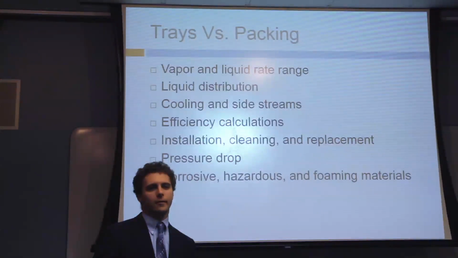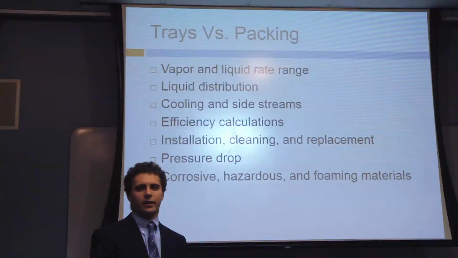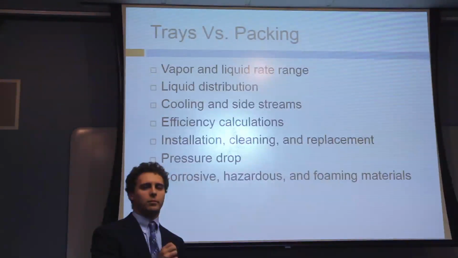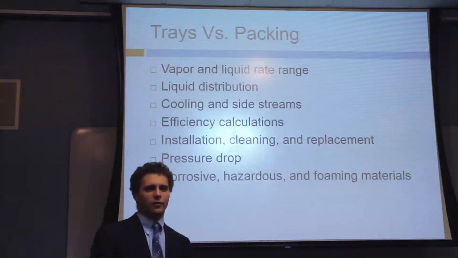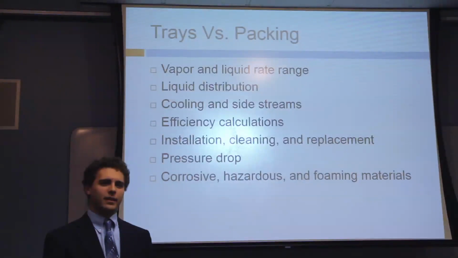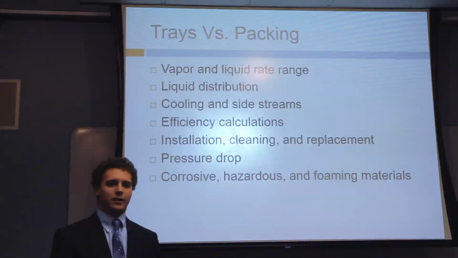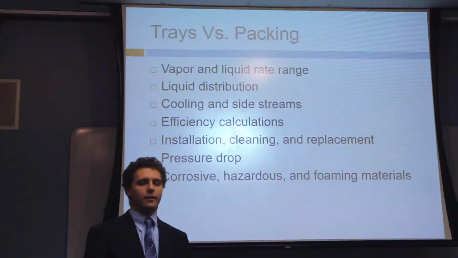Efficiency calculations tend to be more precise for plate columns than for packed columns because the calculation for the height of a theoretical plate, or HETP, for a packed column is not always exact, especially when dealing with random packings. It's also important to provide for installation, cleaning, and replacement costs and difficulty.